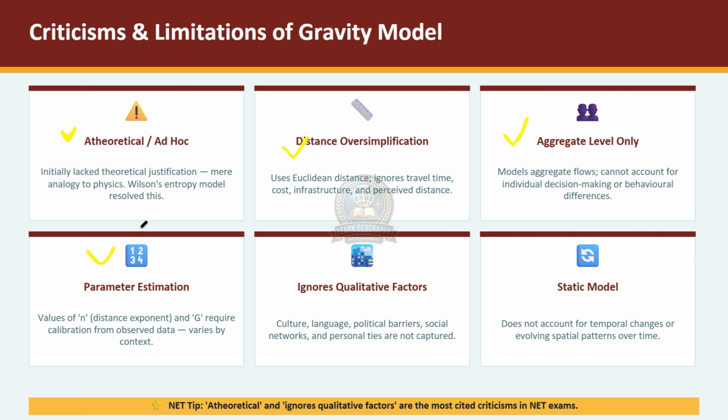Parameter estimation: values of n, the distance exponent, and z require calibration from observed data and vary by context. It ignores qualitative factors: culture, language, political barriers, social networks, and personal ties are not captured. It is a static model: it does not account for temporal changes or evolving spatial patterns over time. Atheoretical and ignoring qualitative factors are the most cited criticisms in NET exams.